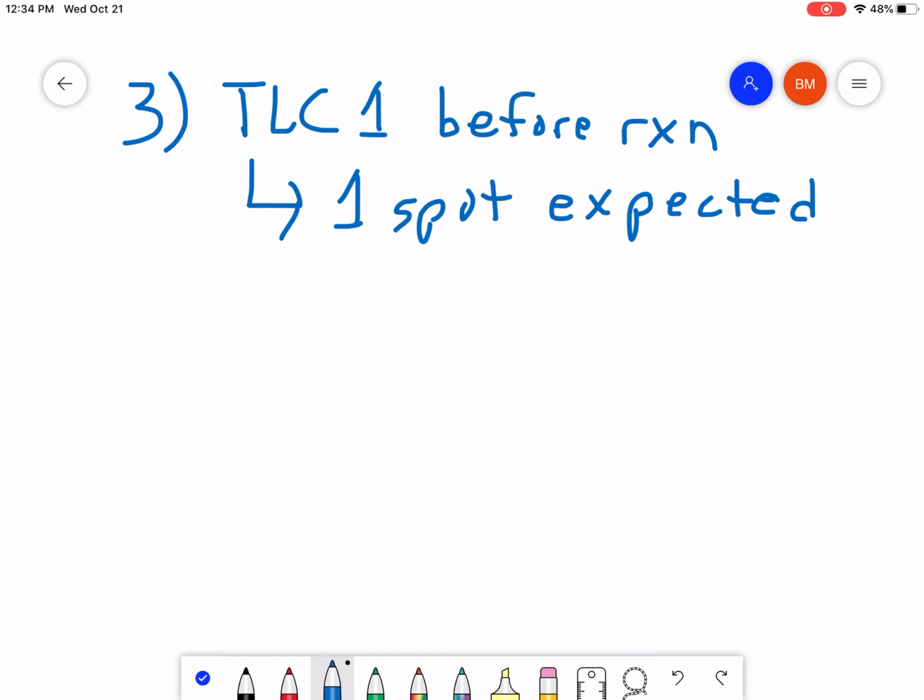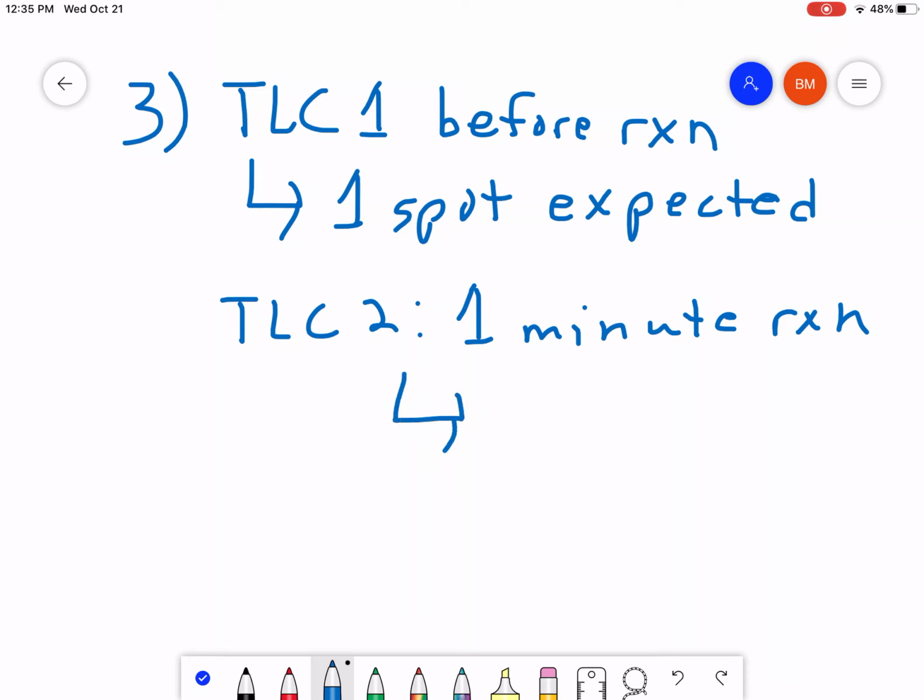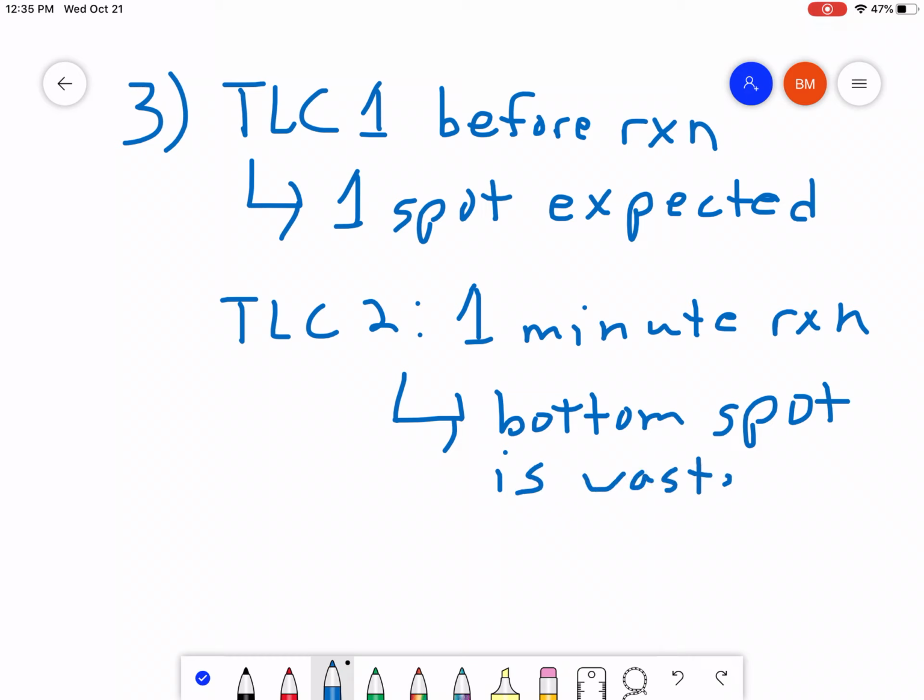All right. Then I want you to take a TLC after 1 minute of reaction. All right, you should see more spots here. I'm not going to tell you how many. I will tell you something about the bottom one, though. There's going to be one that appears at the very bottom, very, very close to your origin. That bottom spot is a waste product. So that bottom spot you don't really need to worry about. It's any other spots that are important. Okay?